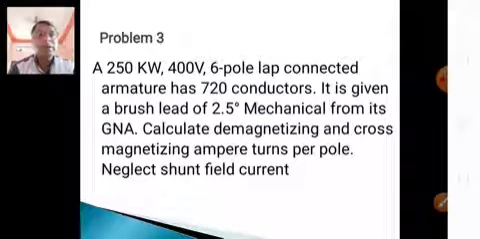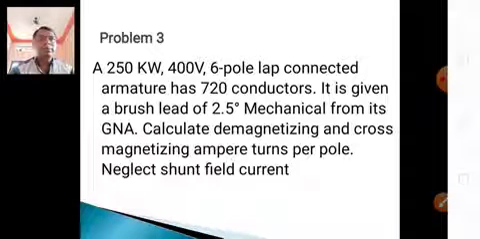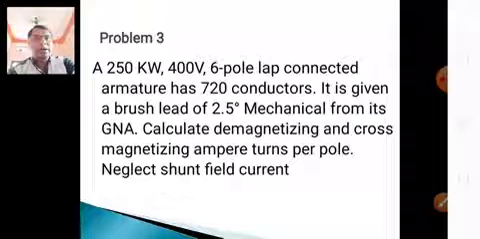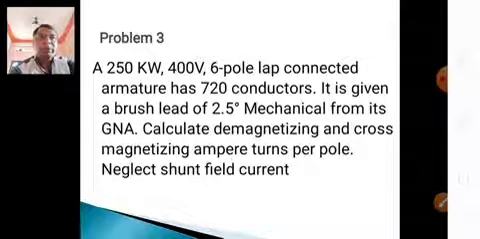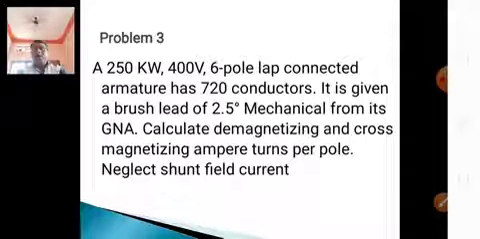So here the next problem is a 250 kilowatts, 400 volts, 6-pole lap connected armature has 720 conductors. It is given a brush lead of 2.5 degrees mechanical from its geometrical neutral axis. Calculate the demagnetizing and cross magnetizing ampere turns per pole. Neglect shunt field current. So here the power is given, that is equal to 250 kilowatts. From that we have to find the value of current, armature current.